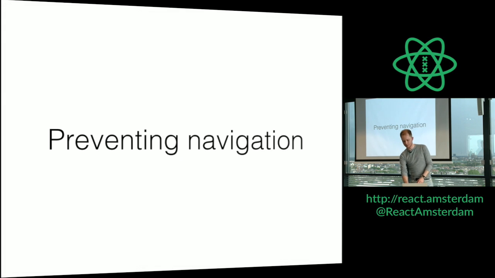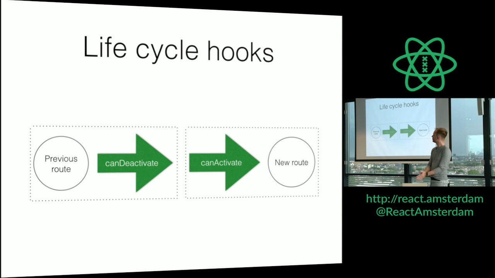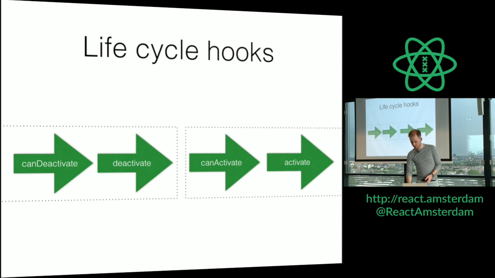So, preventing navigation. Basically all router frameworks, also React in their components APIs, have something called lifecycle hooks. And basically that means if you are at a certain route and you go to the next route, the previous one can say, okay, I am allowed to deactivate or not, and the next one can say I'm actually allowed to activate or not. And some frameworks support more. There are several layers where you can say stop.